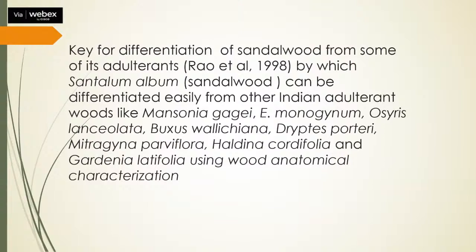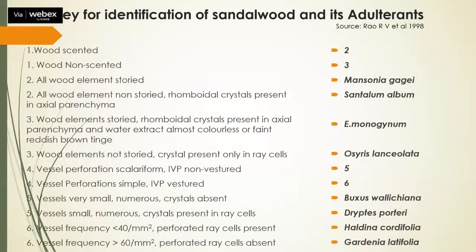So the key for differentiation of sandalwood from some of its adulterants was given by Dr. R.V. Rao et al. in 1998, by which Santalum album can be differentiated easily from other Indian adulterants and other species. I'm going to show you the table, how the differentiation is done, using only the anatomical features. This is the key for identification of sandalwood and its adulterants.